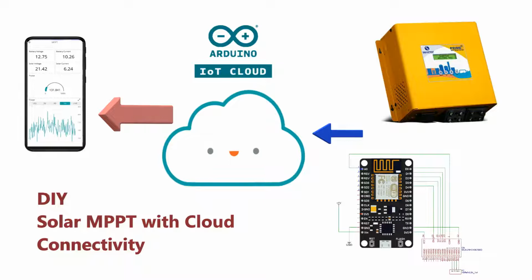The thing is, this information is available on an LCD inside the MPPT, but if we want to check it we have to be in front of the MPPT. So the idea is, if we can send this information to the cloud, we can monitor the performance of the MPPT remotely. We will get all the information on a mobile or a PC.